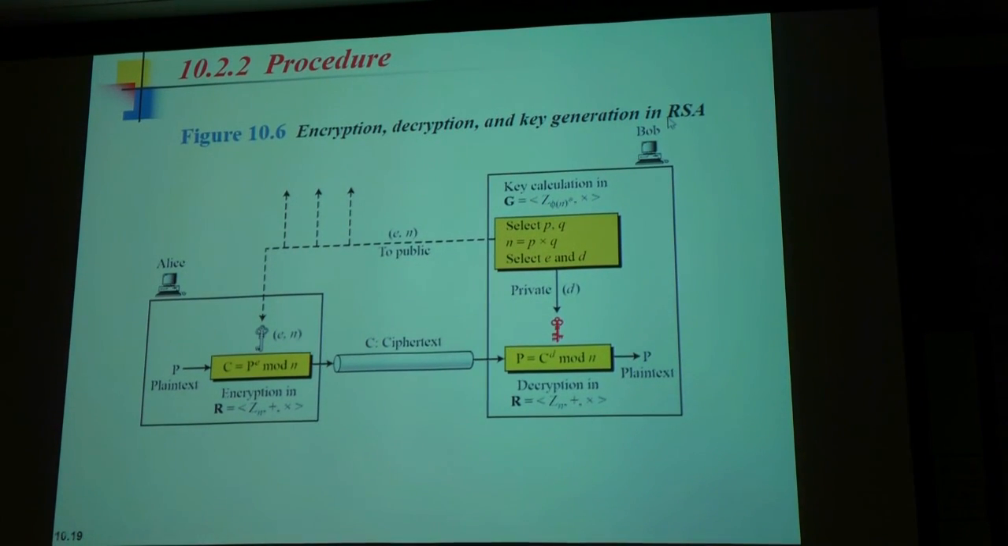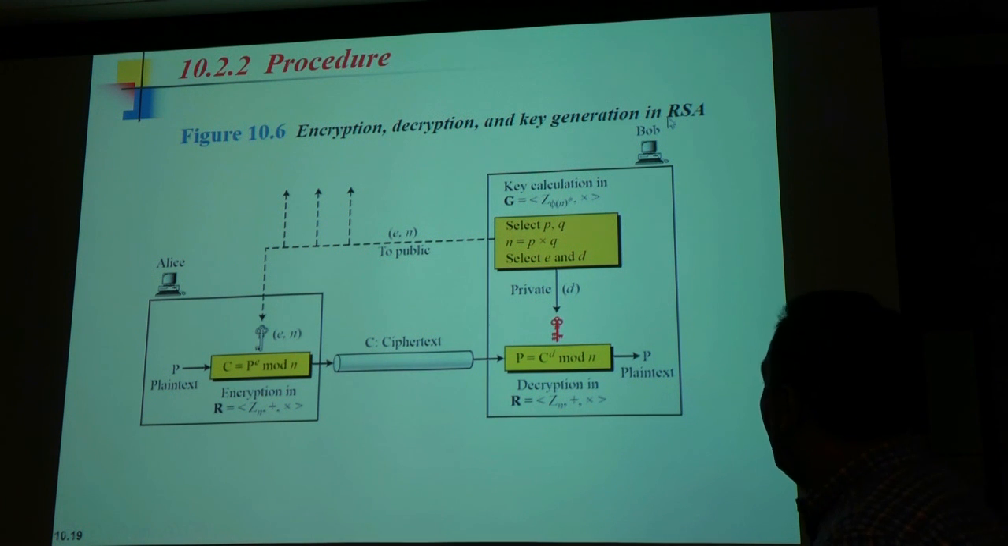We'll show you how to select an E and D to reverse each other. E and N will become the public key. You share it with everyone. D will become the private key. So very simple. What's the public key? E and N. What's the private key?